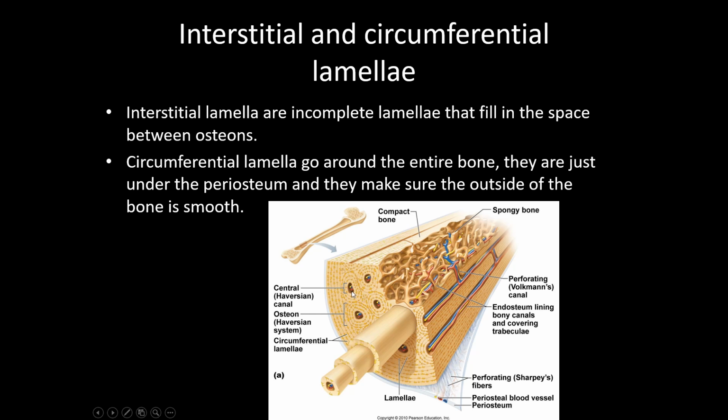Then, the other thing to think about is if you just had a bunch of osteons around the sides, your bones would all be bumpy because of the osteon anatomy. And so what we do is we create some lamella that go all the way around the outside surface of the bone. That's what circumferential lamella are.